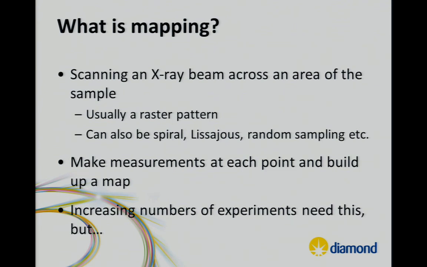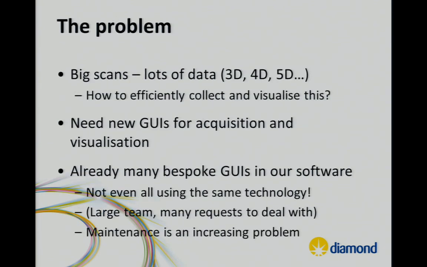A particular case of those that we're working on now is called mapping, which is where you scan your X-ray beam across the surface of the sample, which means you have your sample on a XY stage and you just move it to different positions, record measurements, and you build up a map. It's usually done in a raster pattern, but it can also be done in spirals or random sampling. And we're finding an increasing number of experiments at Diamond need this, but there's some problems.